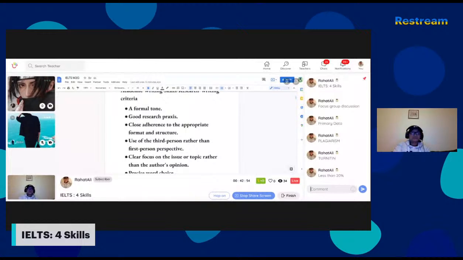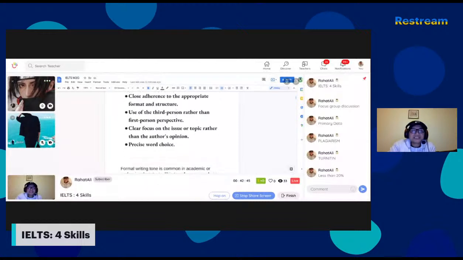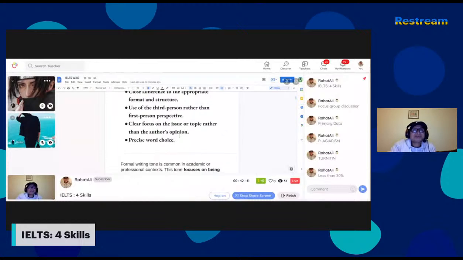Okay, next one is precise word choice. That is an important part. What is word choice? Precise means accurate words you have to write.